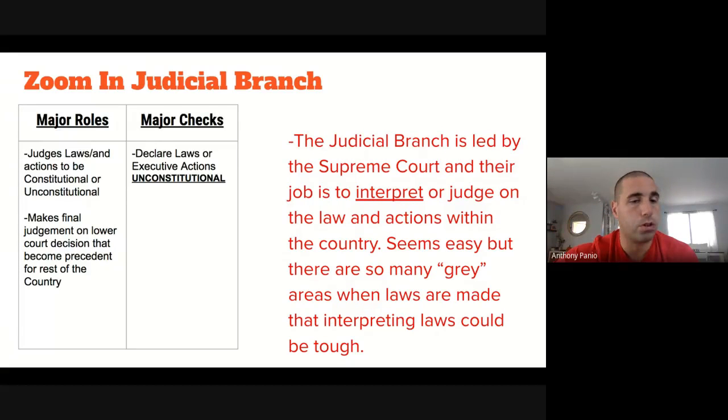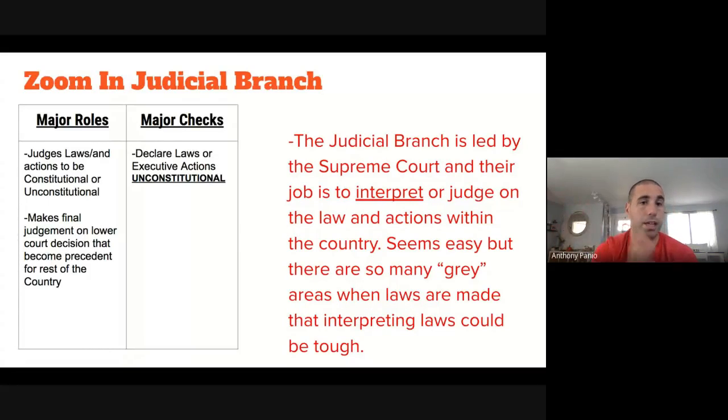So the Supreme Court is going to decide, finally, if there is an issue that's very controversial and they take on a court case, they can basically make the final court decision where it's going to become the precedent and the law for the rest of the country. And I shouldn't say the word law, but it's going to become the example of the entire country.